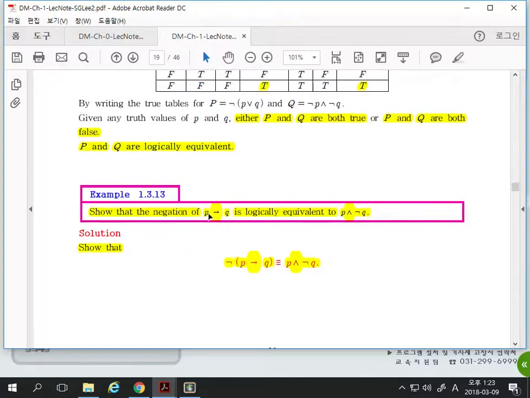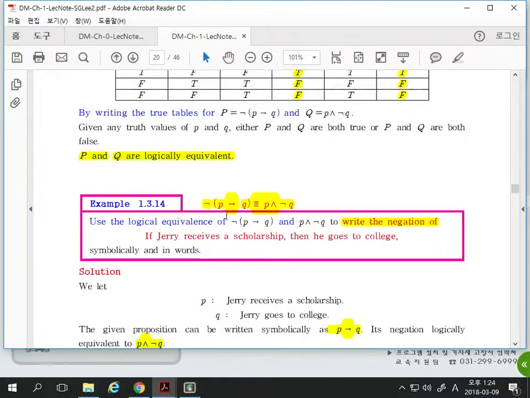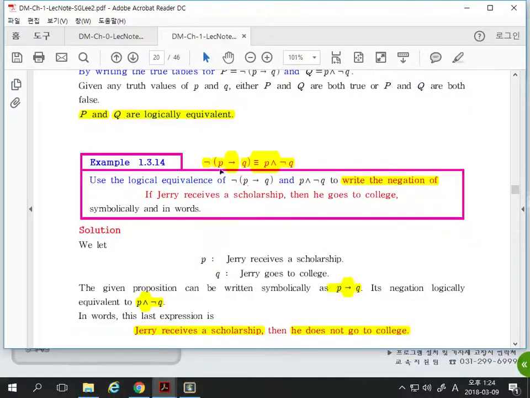Also, the negation of P implies Q is logically equivalent to P and not Q. Okay? Because the logical truth values are the same. One more thing here: the negation of P implies Q is logically equivalent to P and not Q.